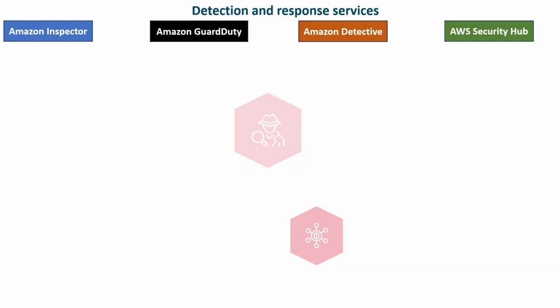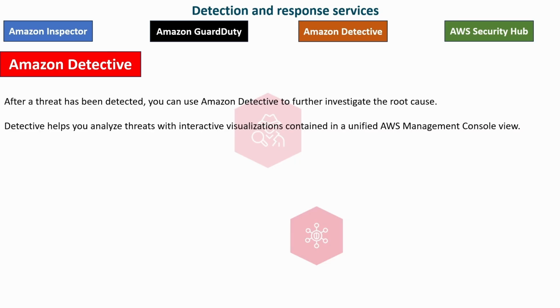Next up is Amazon Detective. After a threat has been detected, you can use Amazon Detective to further investigate the root cause. Detective helps you analyze threats with interactive visualizations contained in a unified AWS Management Console view. These visualizations include resources and user interactions over a configurable timeline with recommended steps for remediation. Last one is Security Hub.